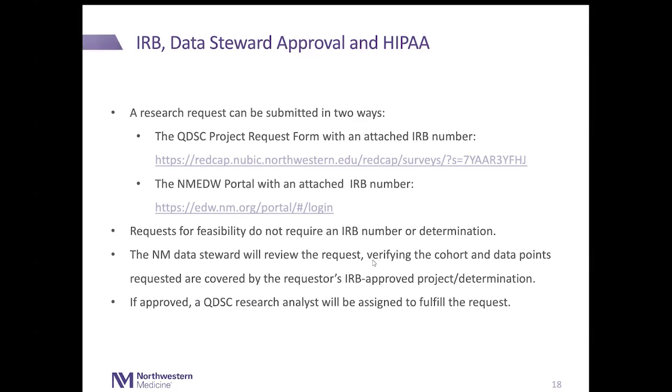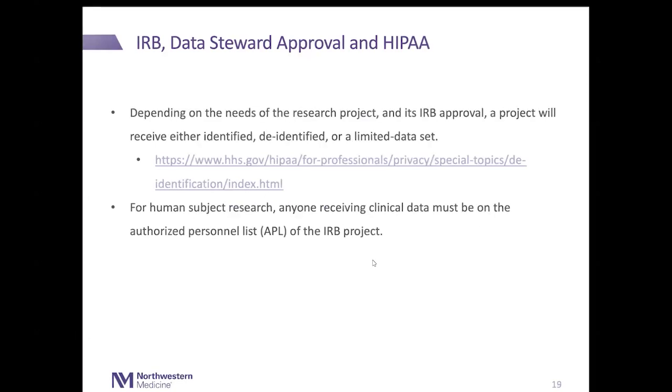Requests for feasibility do not require an IRB or determination. The NM data steward will review the request, verifying that the cohort and the data points requested are covered by the requester's IRB approved project and determination. If approved, a QDisc research analyst will be assigned to fill the request. Depending on the needs of the project and its IRB approval, a project will receive either identified, de-identified, or a limited data set. And for human subject research, anyone receiving the data must be on the APL of the IRB project.